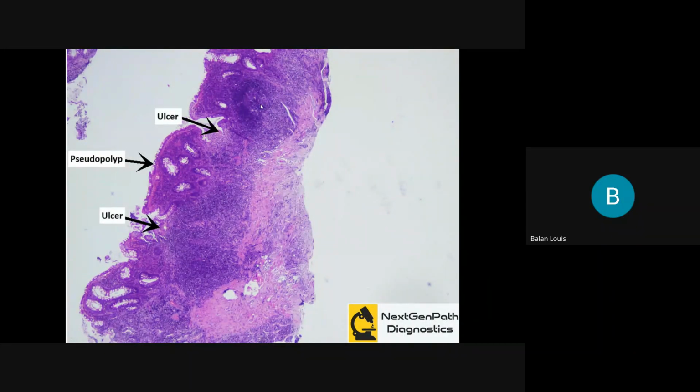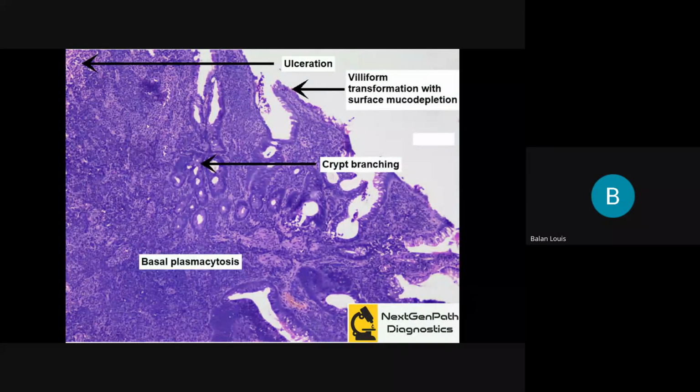Like for example, you find these are normal appearing mucosa. You find ulcer. Normal mucosa. This is a pseudo polyp. Okay, dense inflammation here. See, this is an ulcerated area.